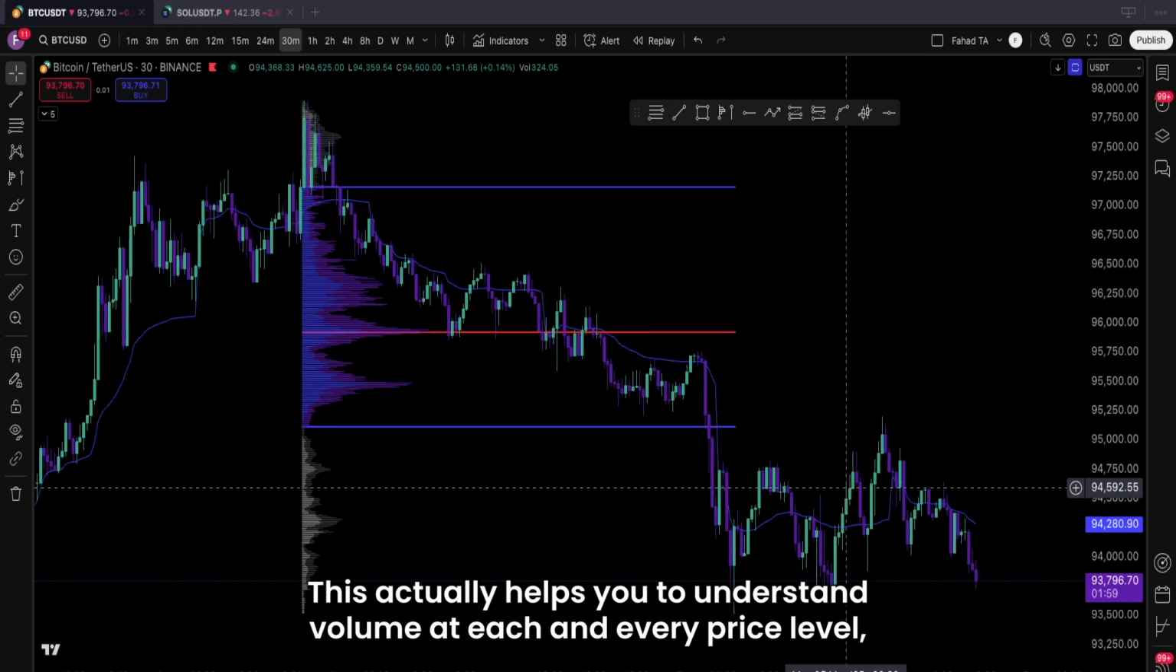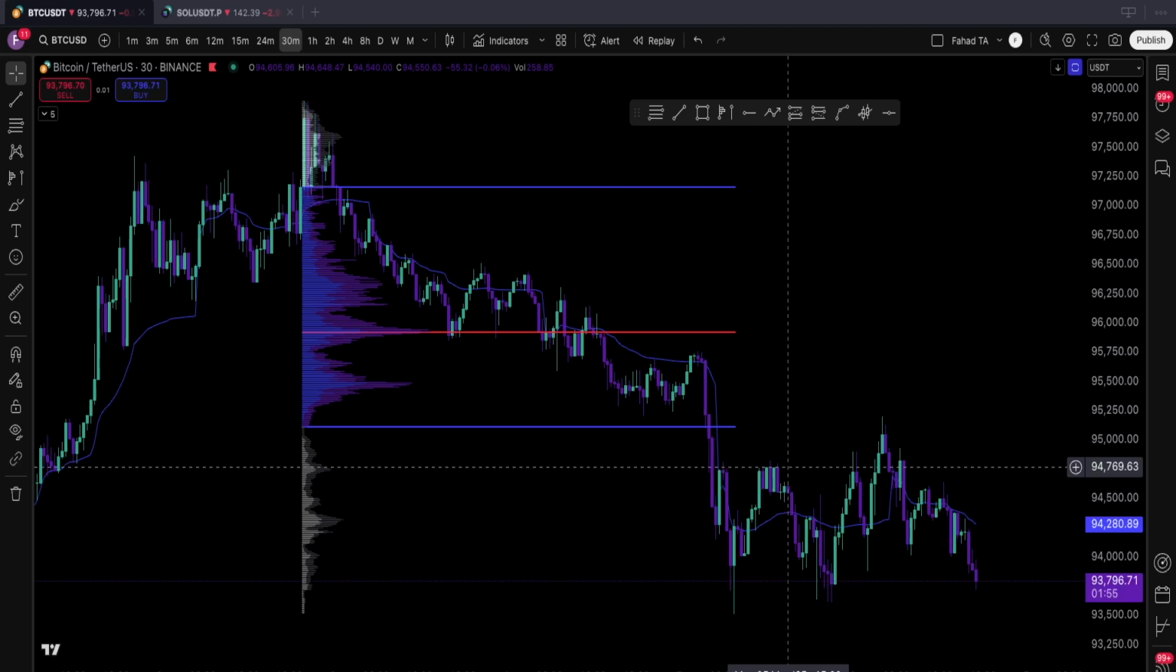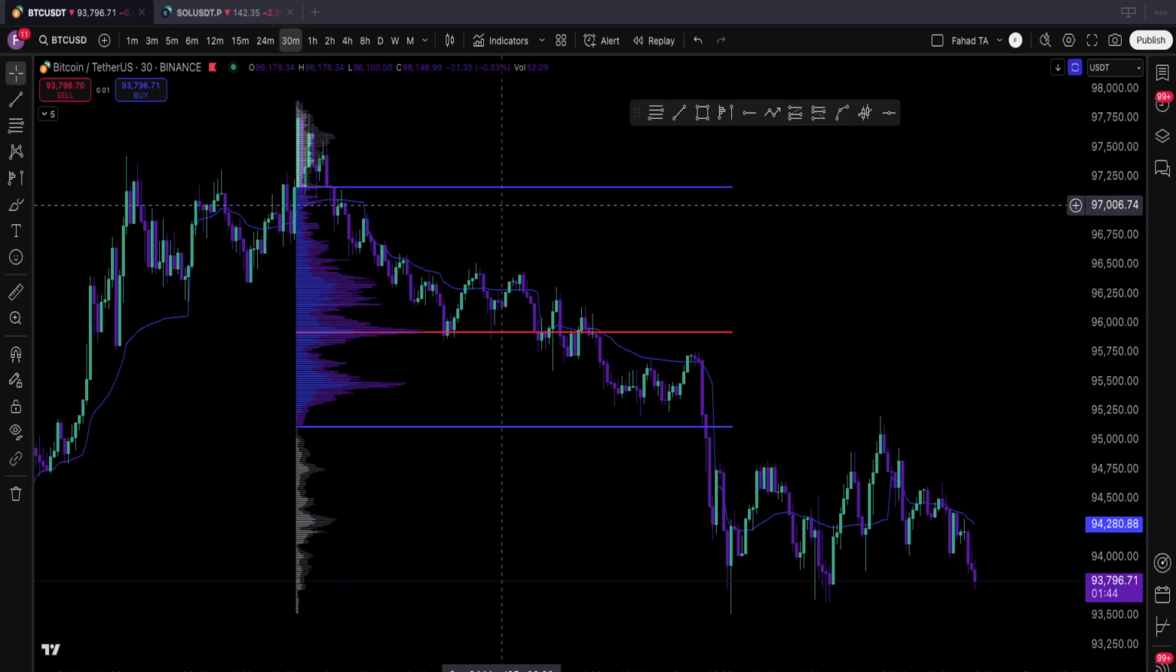This actually helps you to understand volume at each and every price level. So it is much better than your old school volume indicators, and it helps you a lot with your trading. So let me quickly get into the explanation part. But before that, let me explain how this tool works and how you're supposed to use it.